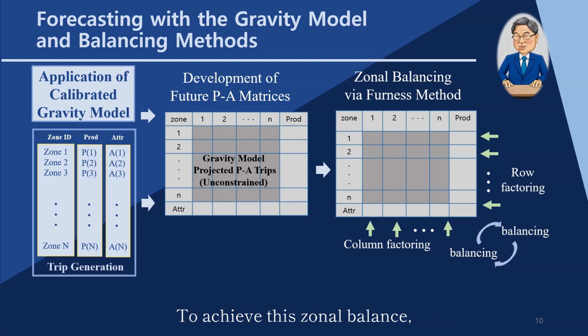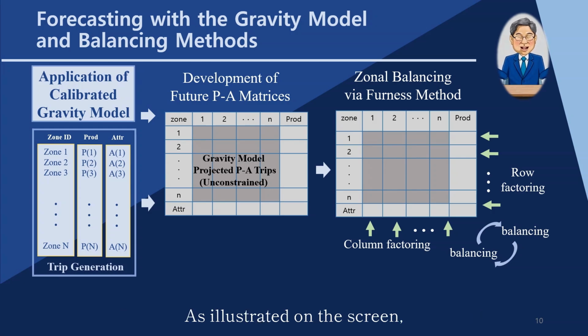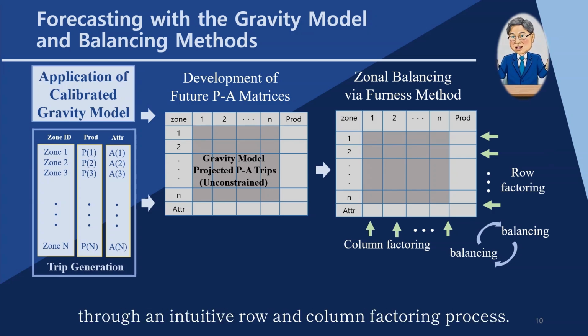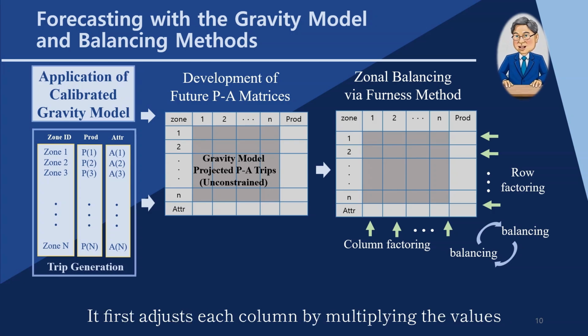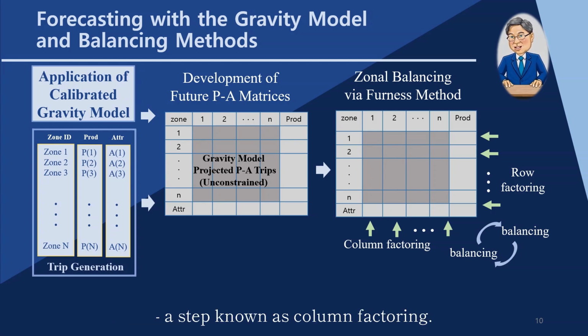To achieve this zonal balance, practitioners typically employ either the Furness method or the Fratar method. As illustrated on the screen, the Furness method resolves this discrepancy through an intuitive row and column factoring process. It first adjusts each column by multiplying the values by the ratio of forecast to estimated attractions, a step known as column factoring.